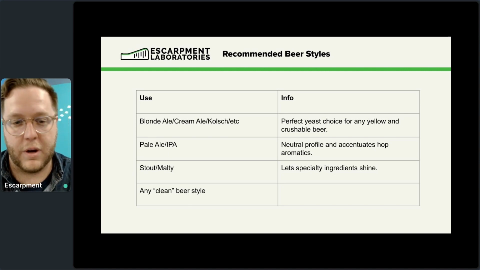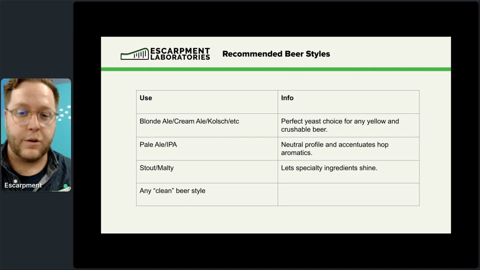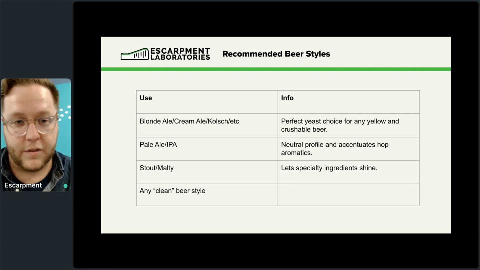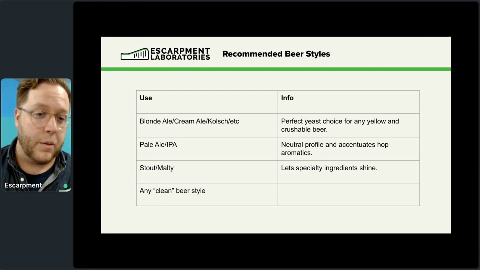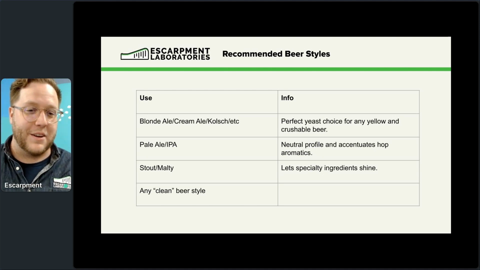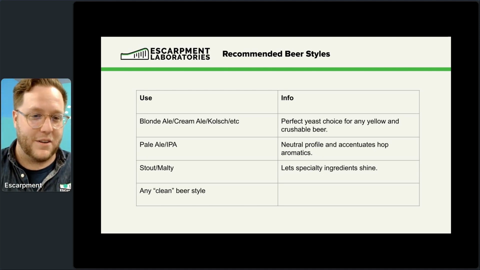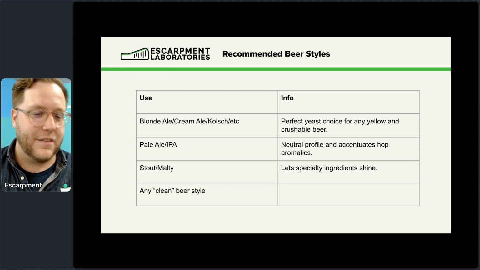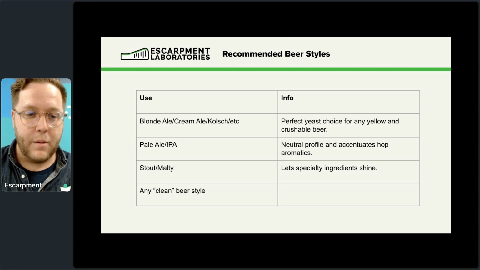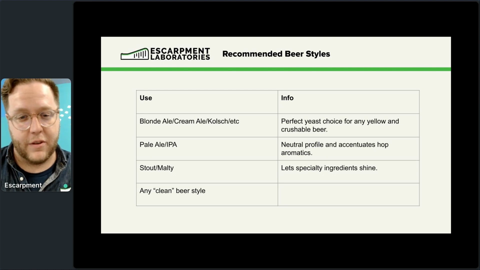Another place where it shines really well is in malty beers and stouts. Because the yeast is so neutral, it can let a lot of your specialty ingredients shine. So one place where we've had a ton of really good success with this strain is in, maybe not the most commercially viable beer, English milds. We've made some really good English milds in-house with this strain.